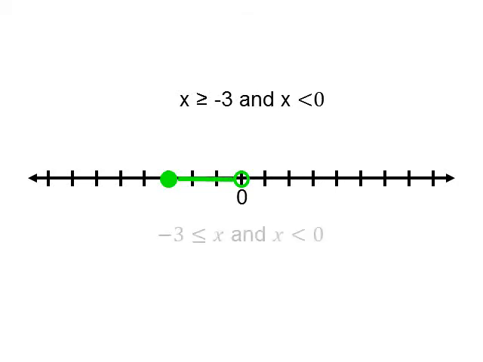I could rewrite this a little bit differently though. Since if x is greater than or equal to -3, another way to write that is that -3 is less than or equal to x, which is in turn less than 0. So I can combine those x's. Sometimes you'll see the AND inequalities written like this. -3 is less than or equal to x, which is less than 0.